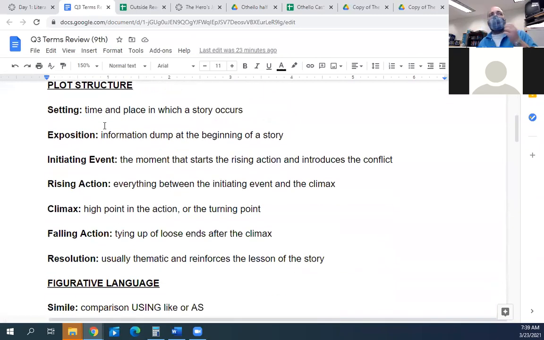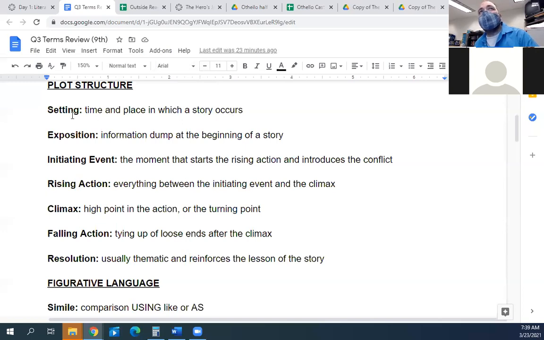Then we got plot structure. This is review, but one thing to think about as I review plot structure with you is how well plot structure kind of fits also the hero's journey. There's like an interesting overlap between plot structure elements and hero's journey elements. For example, the initiating event and the call to adventure are almost always the same thing in a hero's journey story. But not all stories are hero's journey stories. Not all stories are heroic epics.